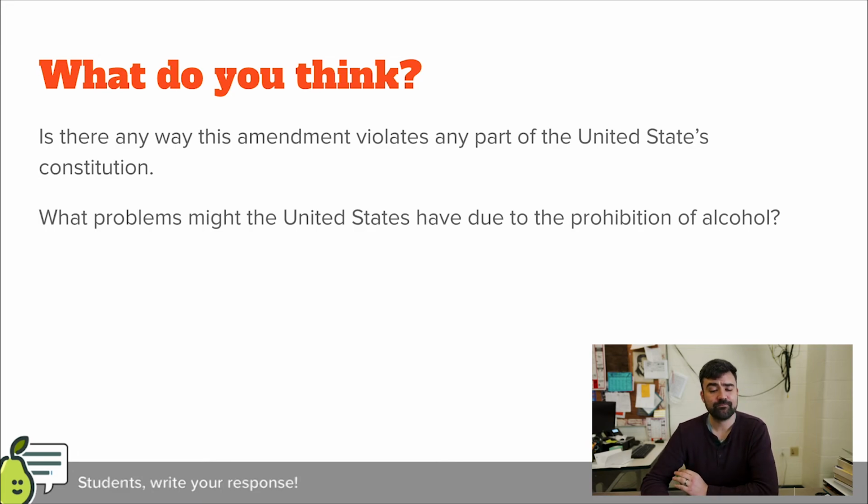And then lastly, what do you think? Is there any way this amendment violates any part of the U.S. Constitution? What do you think? What problems might the United States have due to the prohibition of alcohol? What issues might come out of this? You might know some of them off the top of your heads. I mean, alcohol was very much important to a bunch of immigrant groups living in the U.S. You make it illegal now. They may still want to do this. So you might have a perfect time for gangsters or bootleggers to come about and sell it to these people who still want it, and they can make a quick buck, and it's not getting taxed.